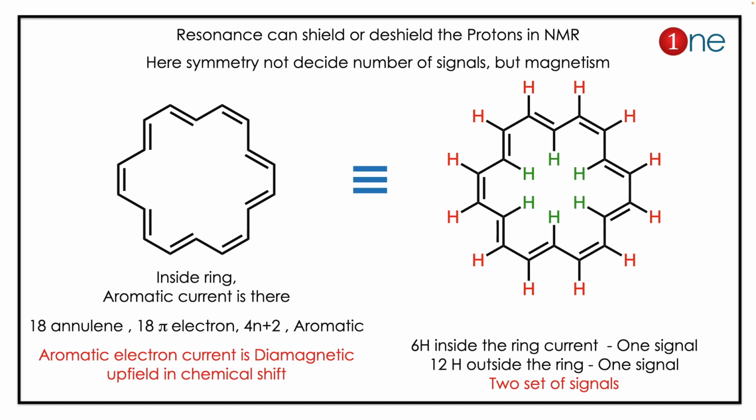Totally it has 6 protons inside the ring and 12 protons outside the ring. So the 12 protons outside the ring give one signal and the inside gives one signal. So totally 2 signals will come. Both differ significantly. The concept you have to learn here is to always identify whether the proton is inside the ring current or outside the ring current.